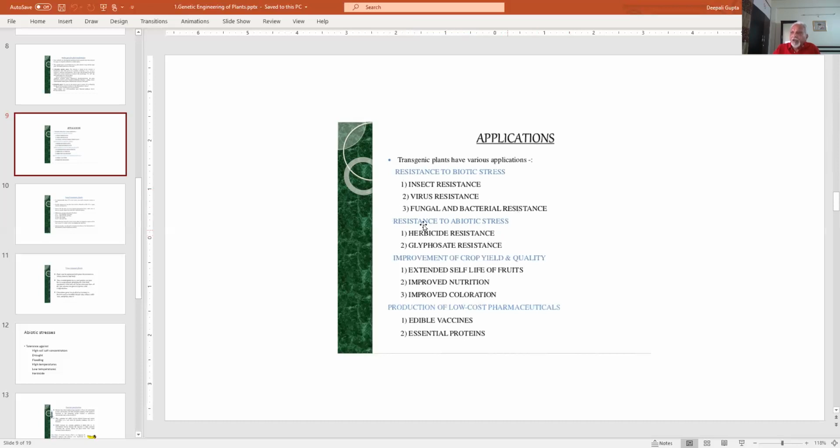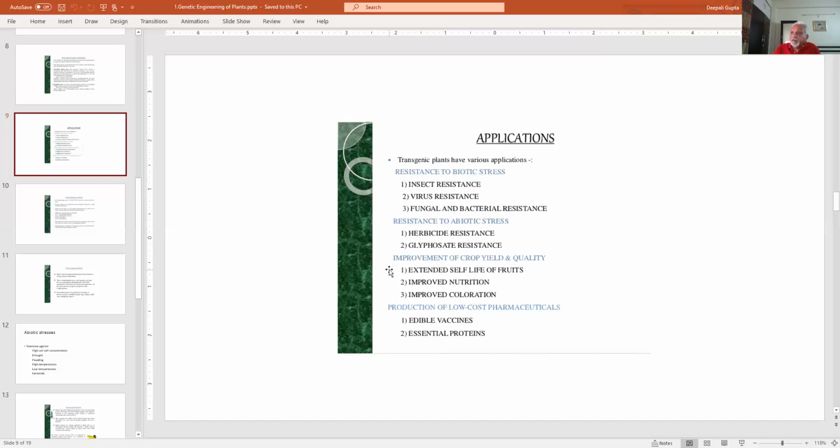Similarly, you have resistance against abiotic stresses, which includes, as I told you, weeds, or high salt concentration in the soil, droughts, flooding, and high and low temperatures. Because again, these are the factors which influence plant productivity in the field.